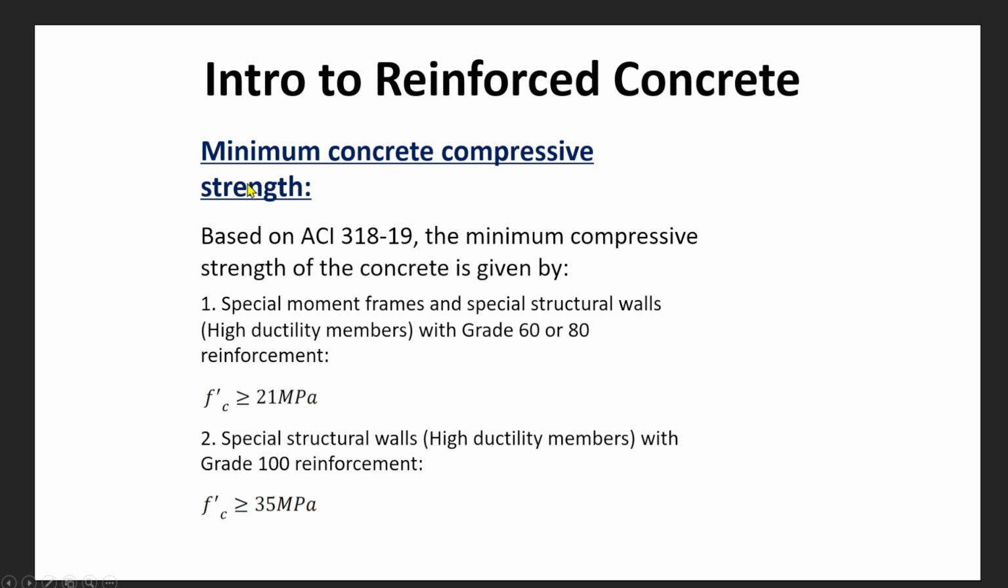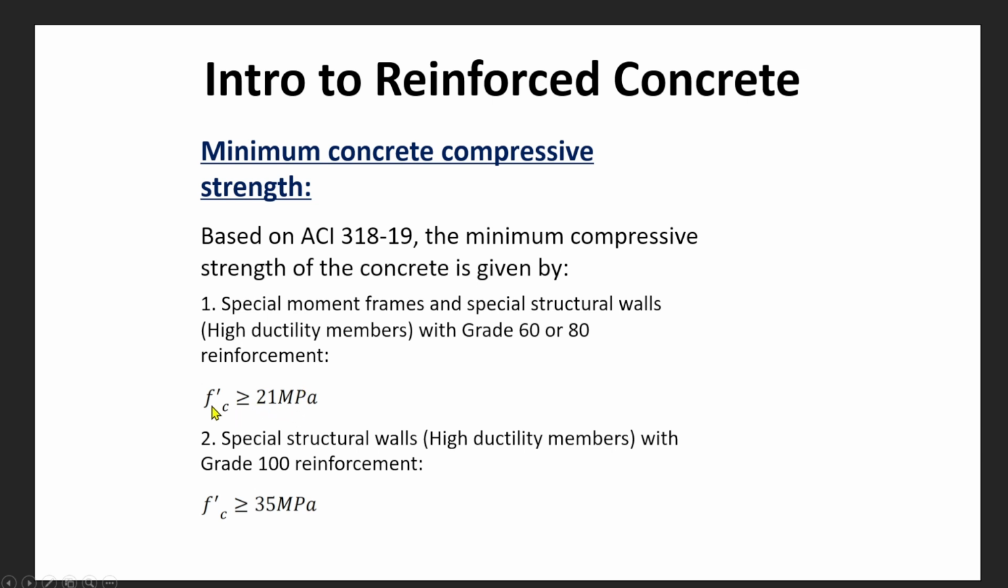The minimum concrete compressive strength according to the ACI code. The minimum compressive strength for the concrete is given as follows. First of all, if it is a special moment frame for seismic design and special structural walls, which means we will have highly ductile members with grade 60, which is 60 KSI, or 80 KSI reinforcement, then FC prime should be greater than or equal to 21 megapascal.